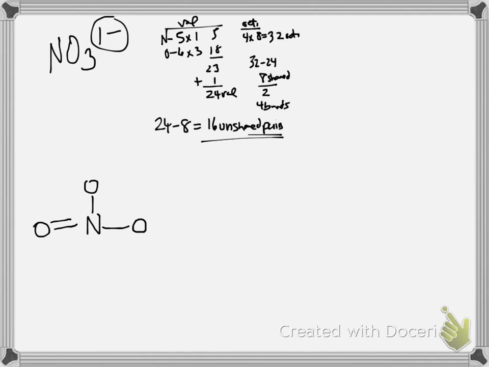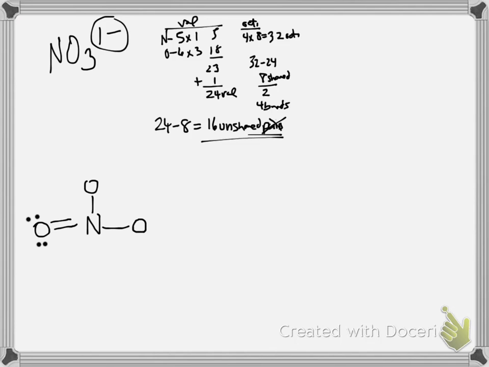So how many unshared pairs do I have? I have 16 unshared electrons, I should say, not pairs. So I have 8 unshared pairs. So let's start out with this oxygen over here. 1, 2, 3, 4. Is that oxygen happy from an octet perspective? Yes. Stop right there. It's satisfied. Don't give it any more electrons.